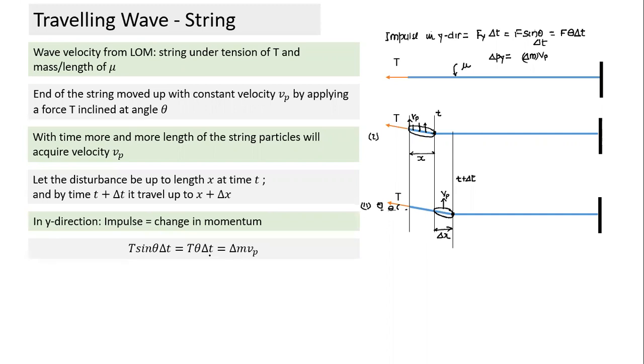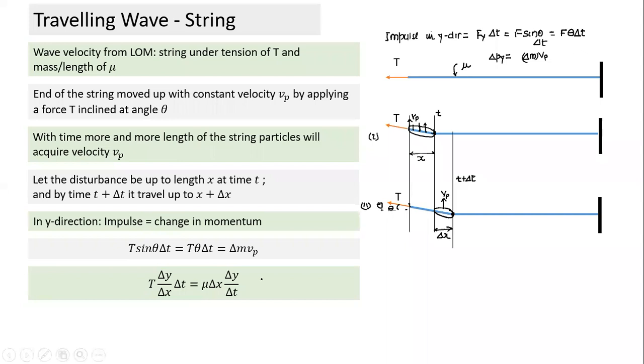So T sine theta, which is equal to T theta delta t, equals delta m into Vp, and this is the velocity with which it is being moved up. Now, what is delta m here? Delta m is nothing but mu into delta x. This distance is delta x. So we get this expression after substituting all these values. Slope is nothing but delta y by delta x. That's the slope equation. Now, do we identify the wave velocity term here?